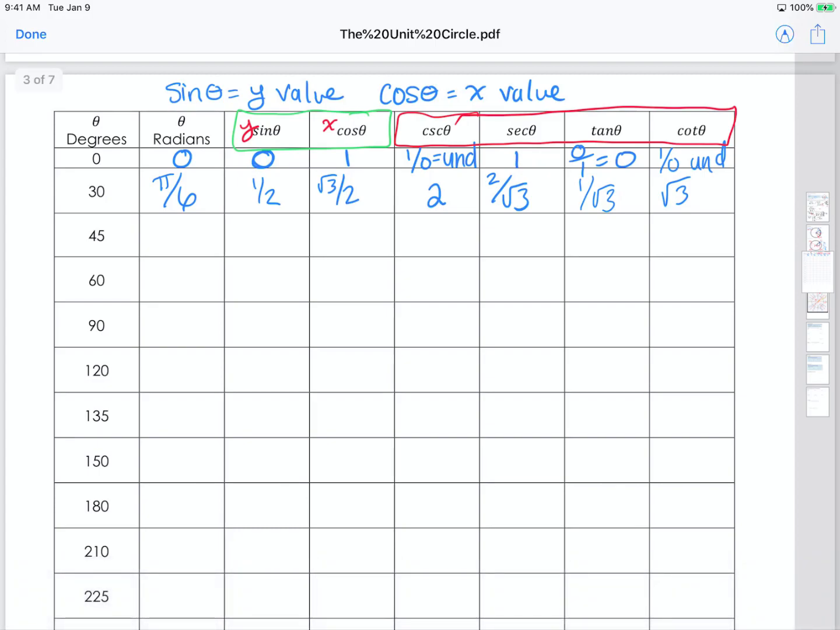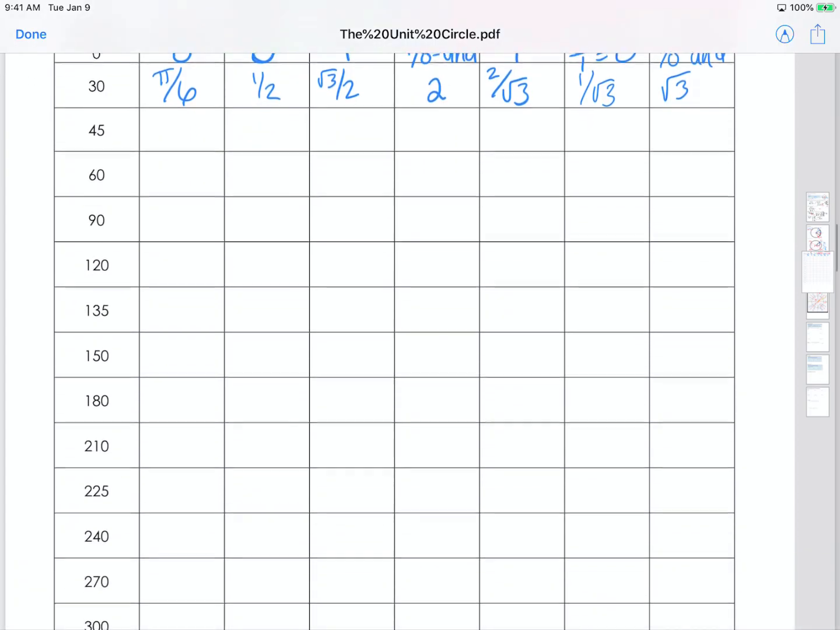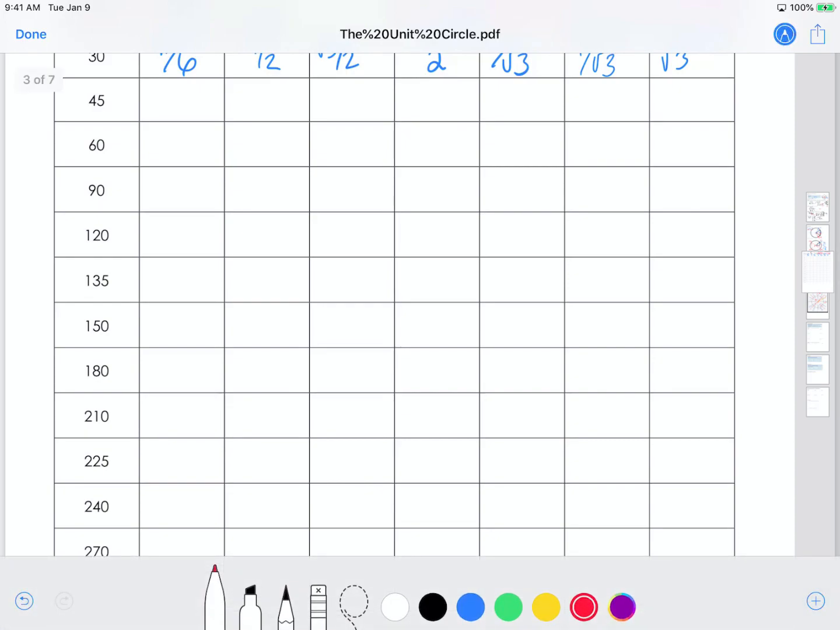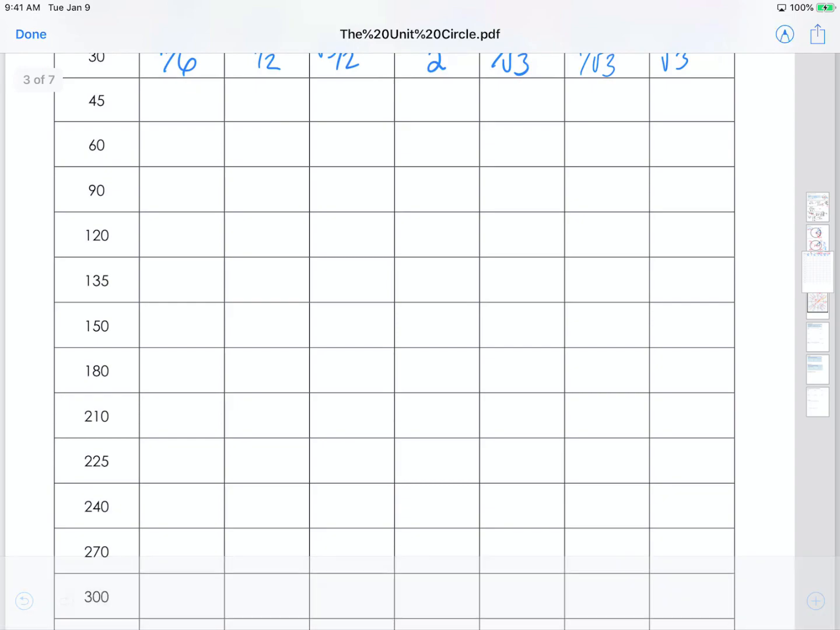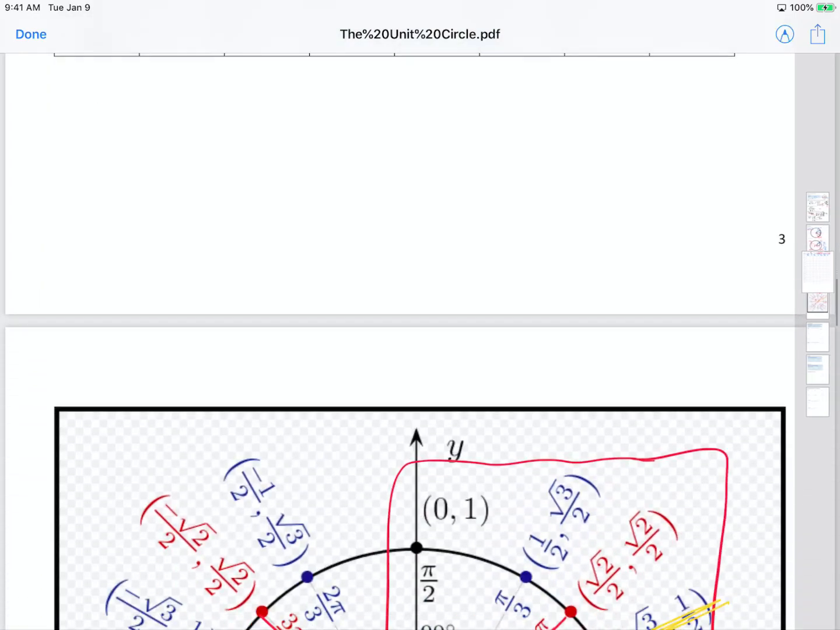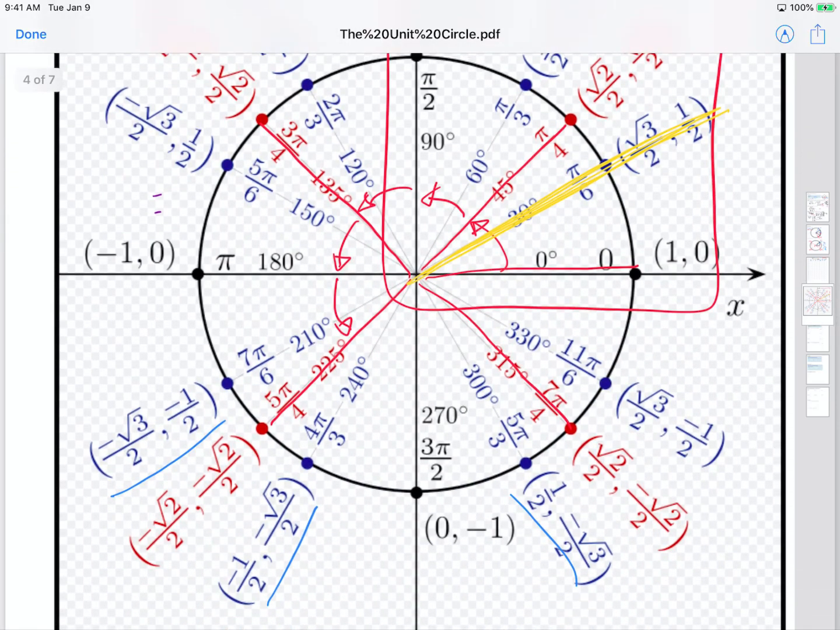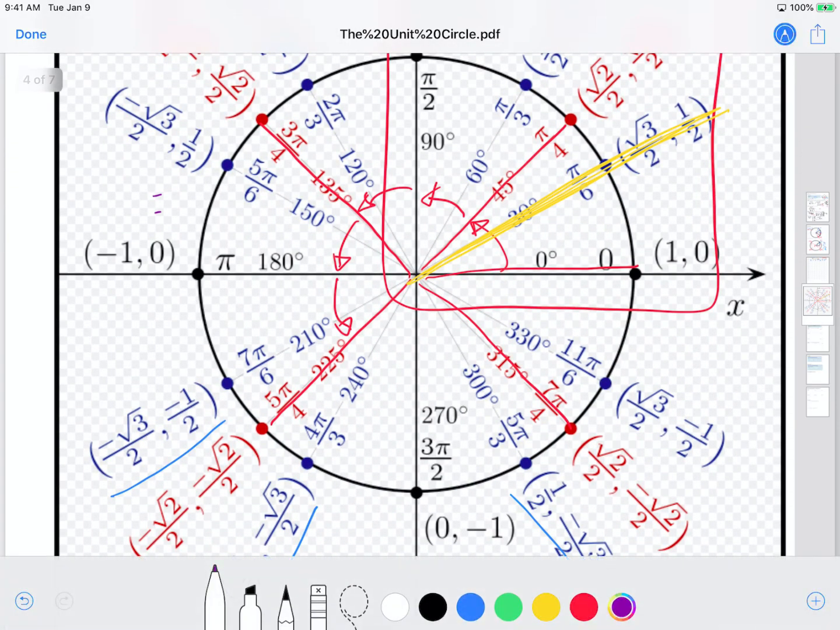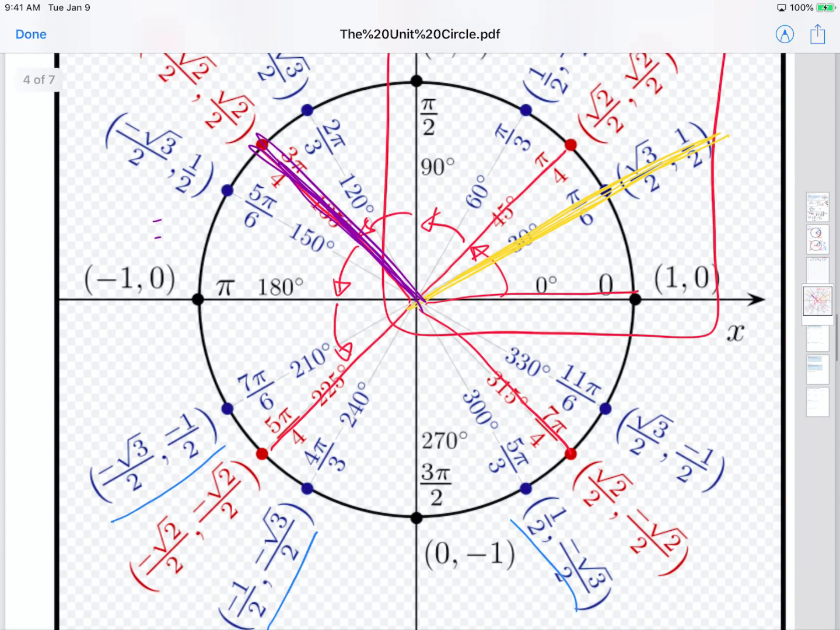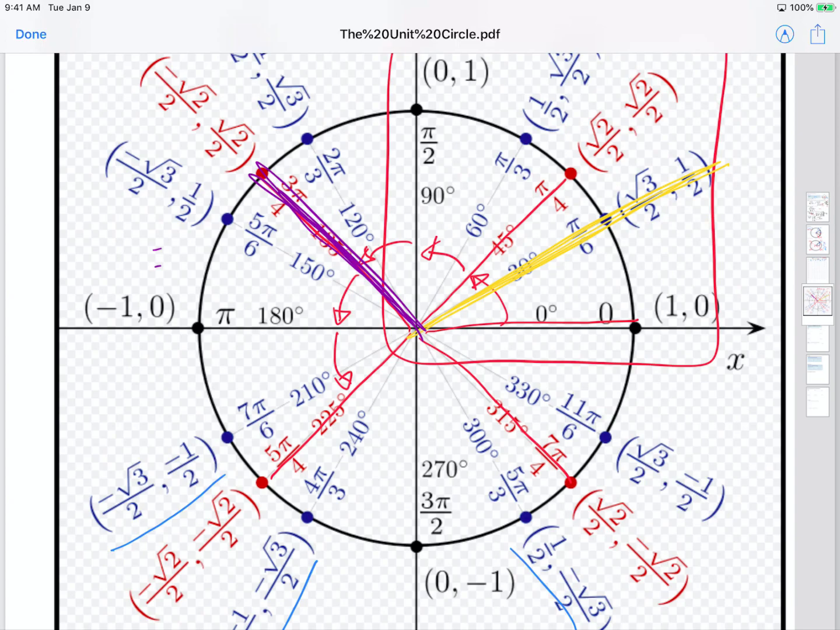Let's do one where there are negative values. So let's do 135. At 135, if I scroll down, I'll highlight that in purple. That's right here. My radians, if you can see, I just kind of colored over it. It's 3 pi over 4. And the ordered pair is negative square root of 2 over 2 and positive square root of 2 over 2.